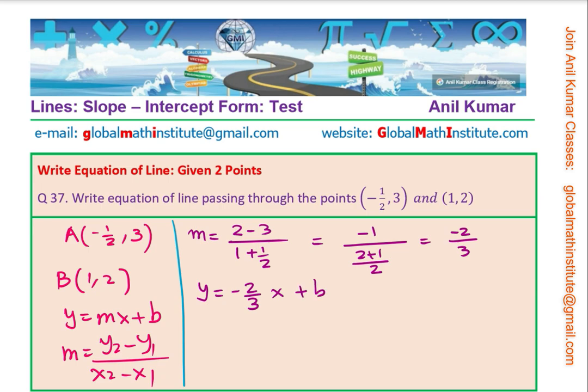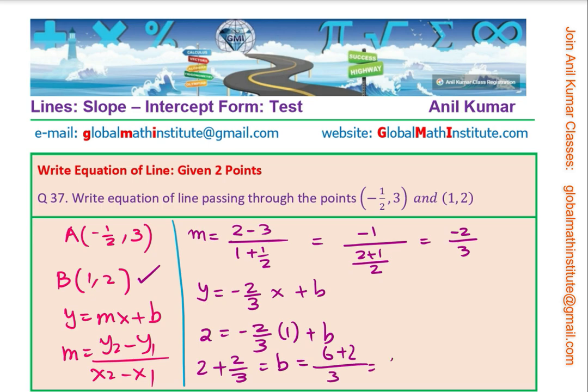To find the value of b, let's put a point here, right? So (1, 2) is a good point. So 2 equals minus 2 over 3 times 1, right? And so we get 2 plus 2 over 3 as the value of b, which is 3 times 2, 6, plus 2 over 3, which is 8 over 3. Clear? So we get the equation, which is y equals the slope, minus 2 over 3, times x, plus the value of b, which is 8 over 3. Is that clear to you?